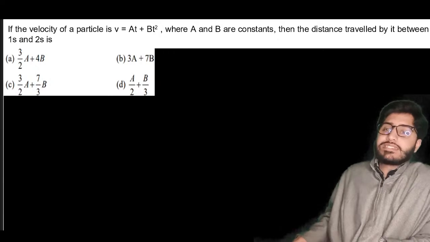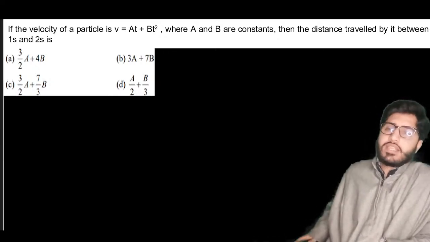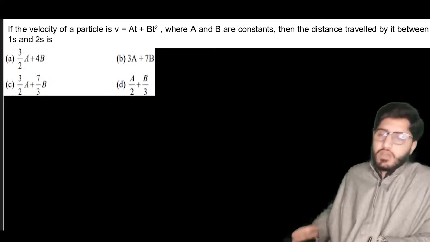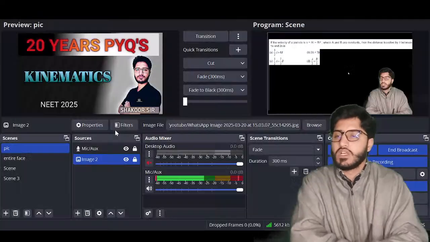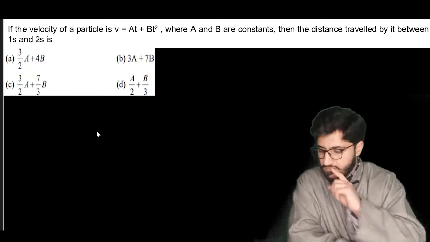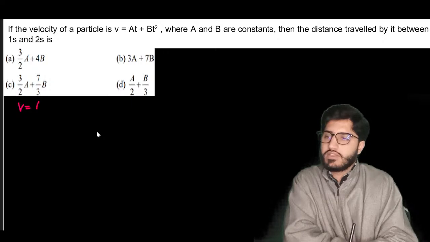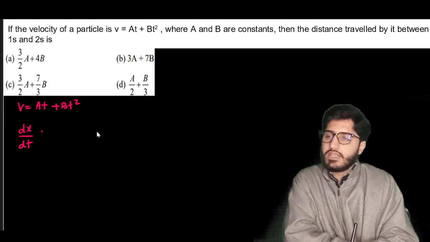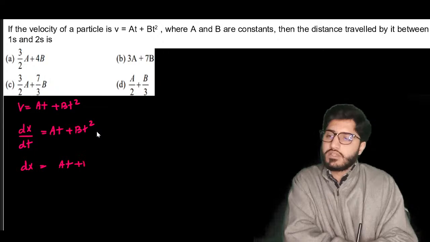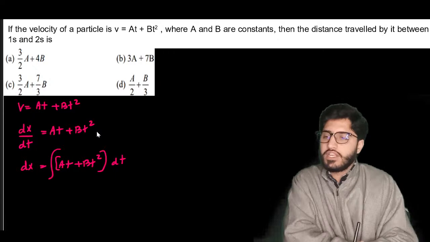So how can we get distance from the velocity? I think velocity is dx by dt, right? Okay. So v is given to us as at plus bt square. dx by dt came out to be at plus bt square. So I guess dx came out to be at plus bt square multiplied by dt. Now do the integration of it.